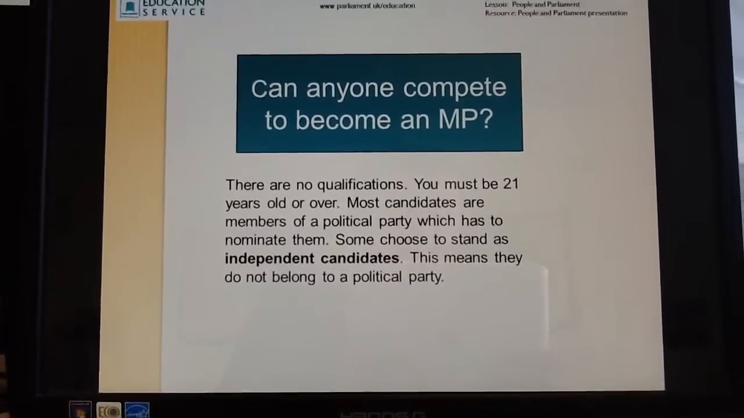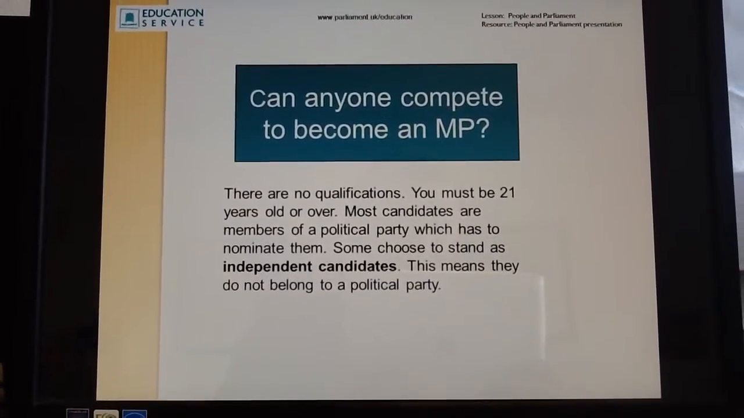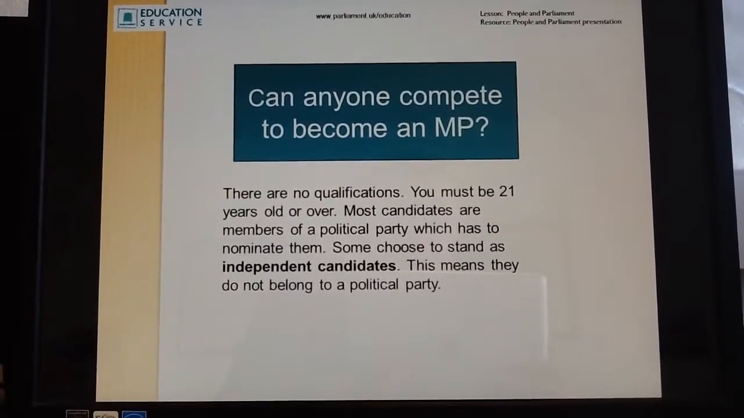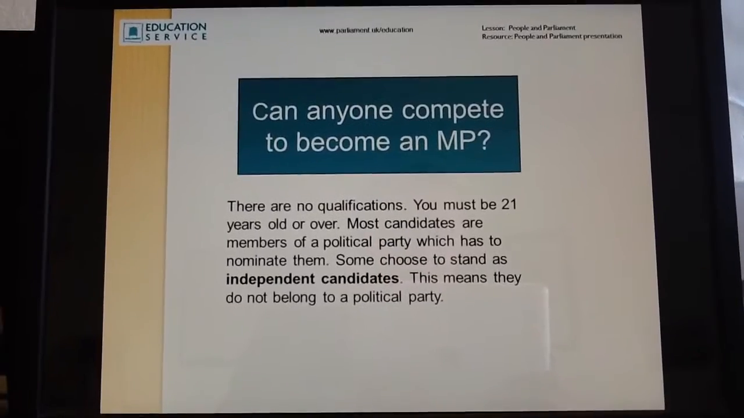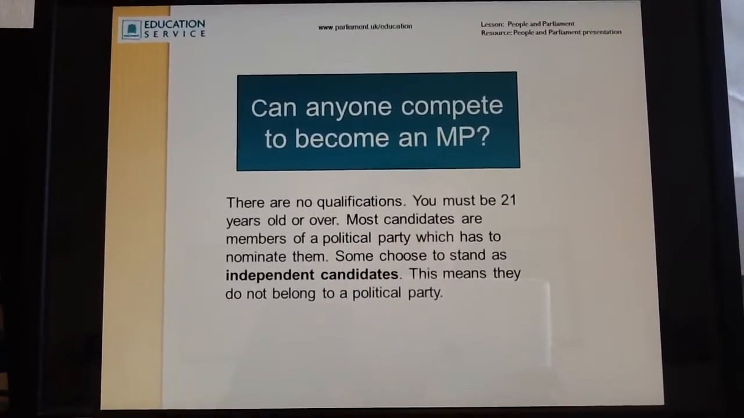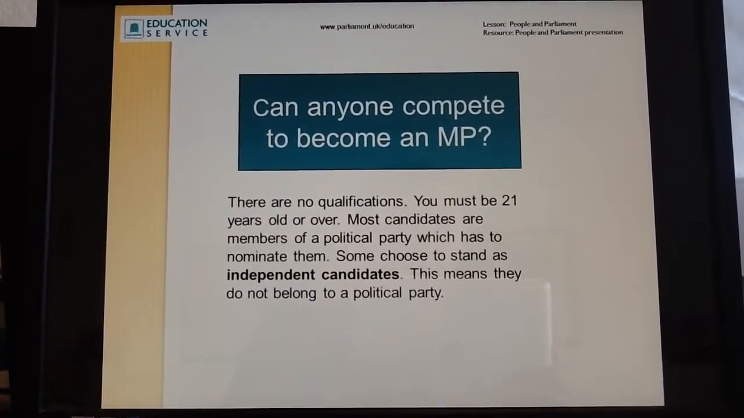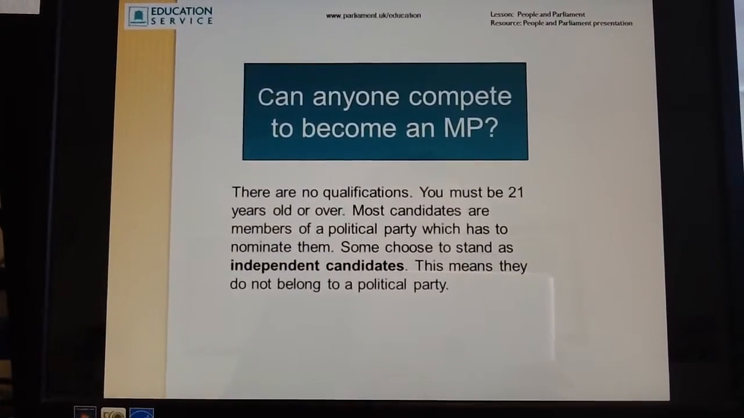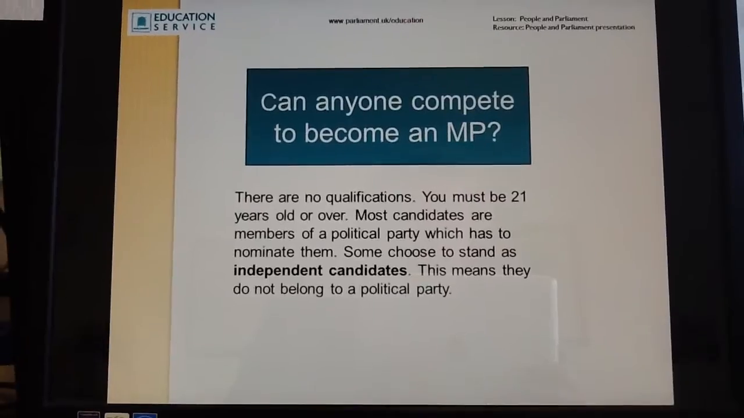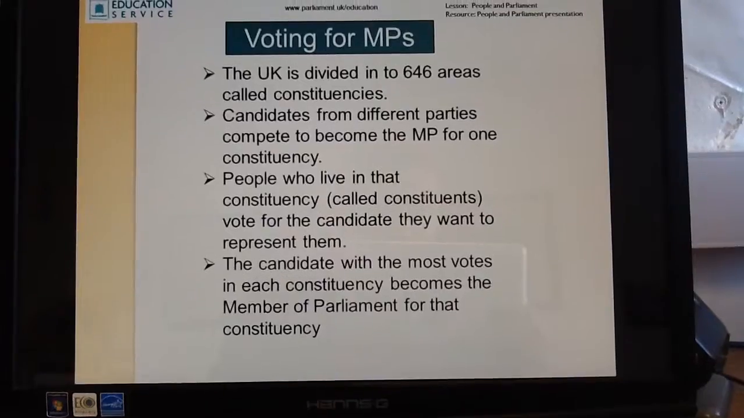Can anyone become an MP though? So to be an MP, you don't actually have to have any specific qualifications, but you do need to be over 21 years old, and most people are actually members of a particular political party which they stand for, although you can actually be an independent candidate, which means they don't belong to an actual political party.